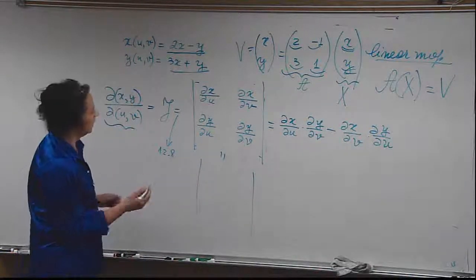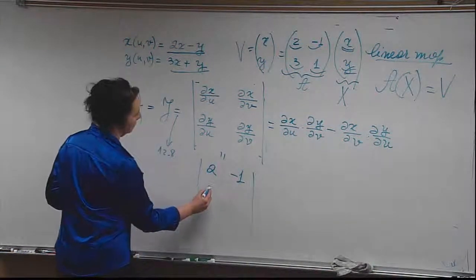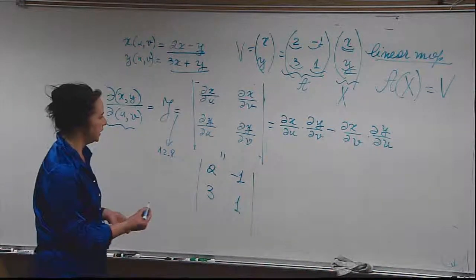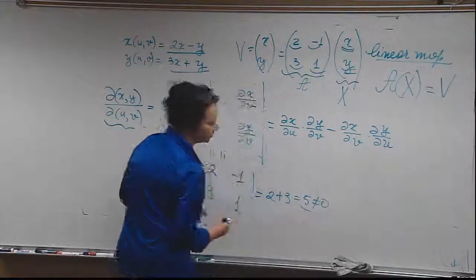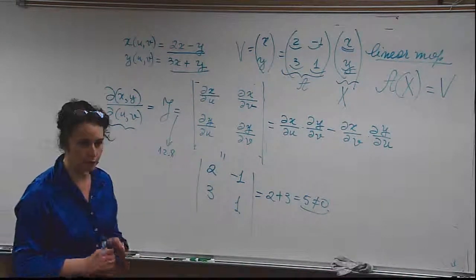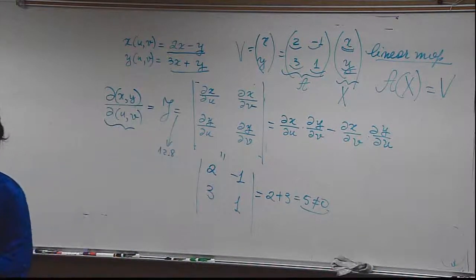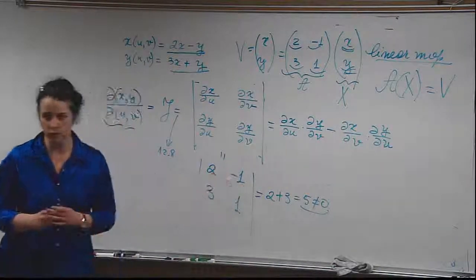Okay, so what do we have? 2, minus 1, 3, and 1. What is the Jacobian in this case? It's 2 plus 3, 5. Different from 0. Right? You have 1 or 2 problems like that. 3 problems like that, I was really mean. I apologize, but you still have time to do those problems in case you didn't do them. So we just take the determinant of it? And you take the determinant of exactly that matrix, and that's your Jacobian J.